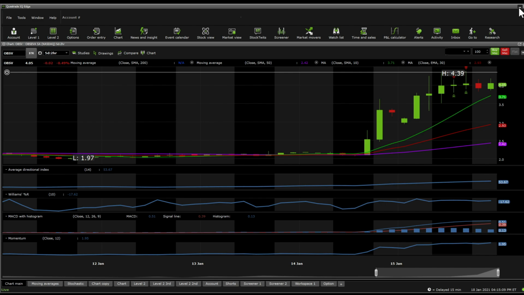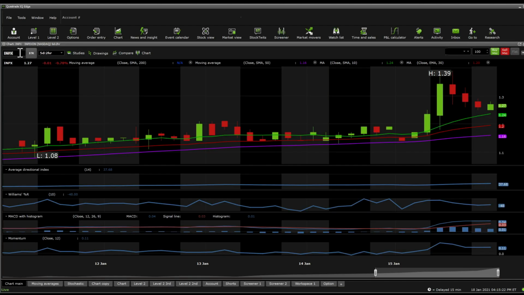I want potential, remember. So next thing, if you remember, was the INPX. I want to look at the setup for the INPX. So the INPX here, you get to see it's actually retracting a little. It's dropping. I want to see if it bounces on the 120. I'm liking this one here, so it is on my watch list.